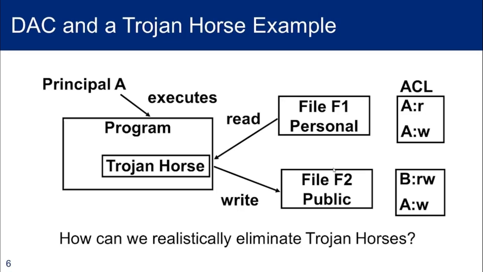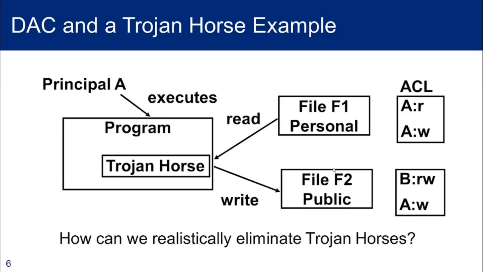In the example on this slide, we show two files. File F1 has PII regarding user A and is owned by A. File F2 has public information and is owned by user B. As the owner of file F1, A can read and write to the file, but A has not granted those privileges to anyone else. As the owner of file 2, B can read and write to that file, but in this case, B has also granted A the right to write to the file.